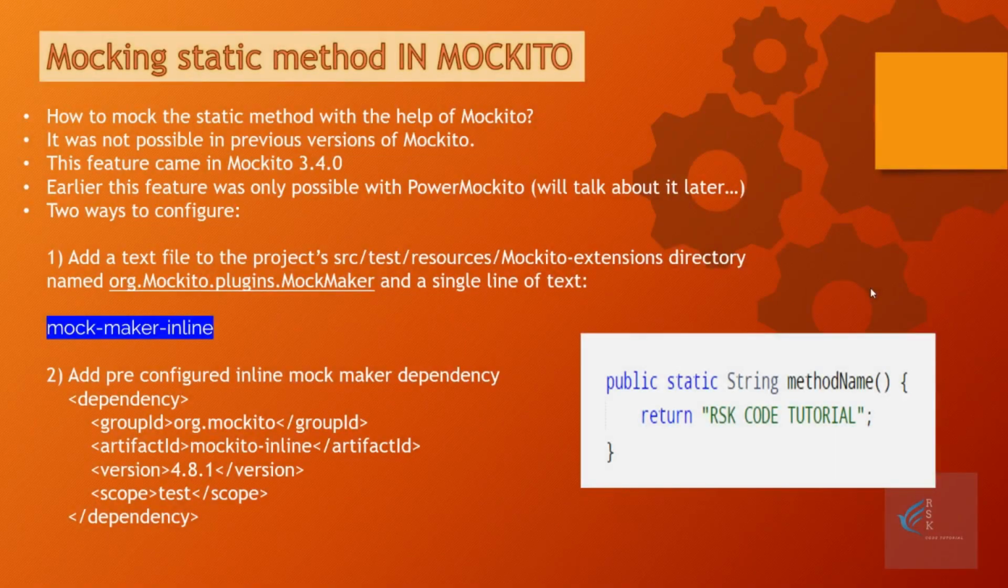In this video, we are learning about mocking a static method. A static method has a signature like public static String methodName, and it has some return type. The return type can be anything other than String. The main keyword here is static. So we will learn how to mock the static method with the help of Mockito.